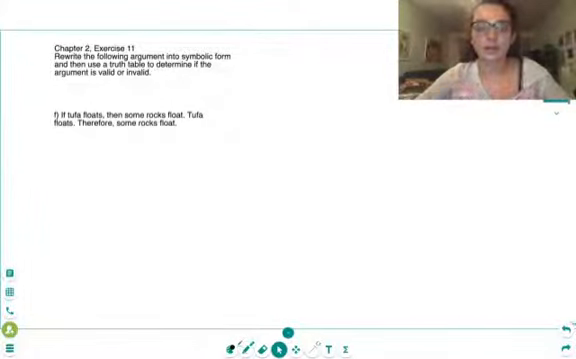This is exercise 11 of chapter 2. I chose this exercise because it was listed in the list of exercises that are going to help us prepare for our practice test. By the way, it is September 21st, 2020.